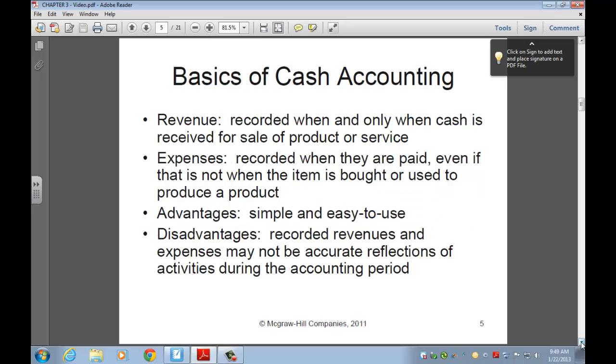So let's go over the basics of cash accounting. Revenue, under the cash accounting method, is recorded when and only when cash is received for sale of product or service. And expenses are recorded when they are paid, even if that is not when the item is bought or used to produce a product. There are advantages to using cash accounting. It's simple and easy to use. The disadvantages, though, is that recorded revenues and expenses may not be accurate reflections of activities during the accounting period.